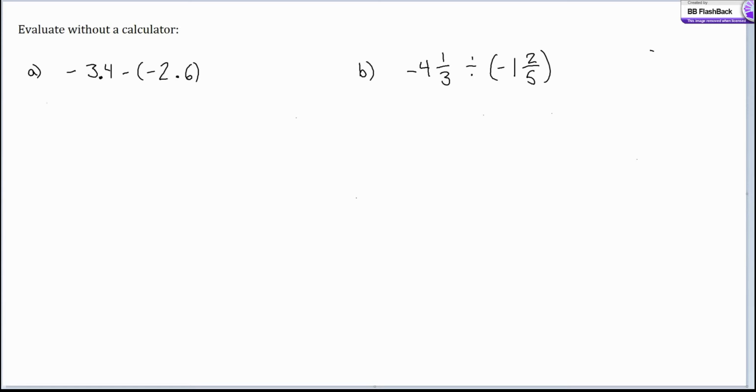So this question asks, evaluate without a calculator. So what can we do to evaluate this without a calculator? Negative 3.4 minus negative 2.6. First thing, let's deal with this double negative. A negative and a negative makes a positive.